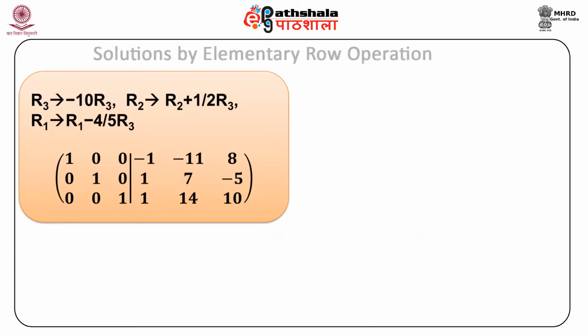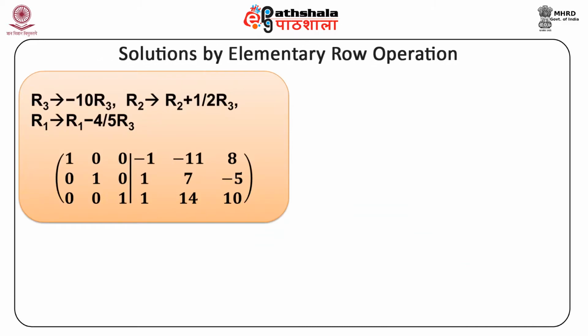R3 tends to minus 10 R3 and R2 tends to R2 plus half R3, R1 tends to R1 minus 4 by 5 R3. We have 1, 0, 0, 0, 1, 0, 0, 0, 1 divided by minus 1, minus 11, 8, 1, 7, minus 5, 1, 14, 10.